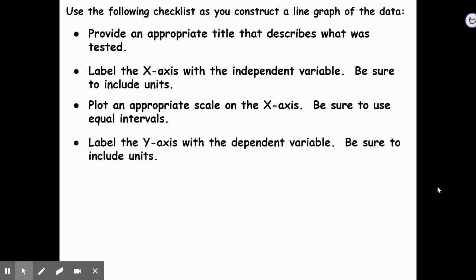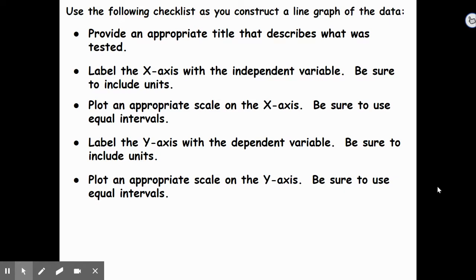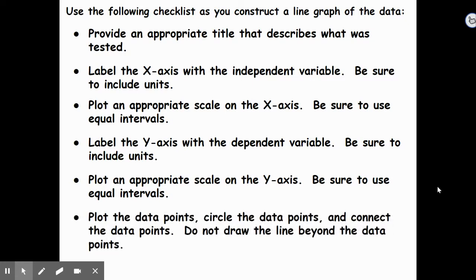Then we're going to label our y-axis, our vertical axis. That has our dependent variable. If you remember, our dependent variable was the number of bubbles per 5 minutes. So we're going to label that. Then we're going to plot an appropriate scale. Same principle: use an equal interval as you work your way up the scale. Then we're going to plot our data points.